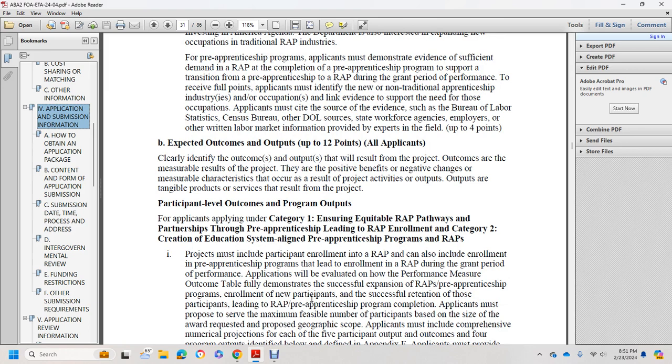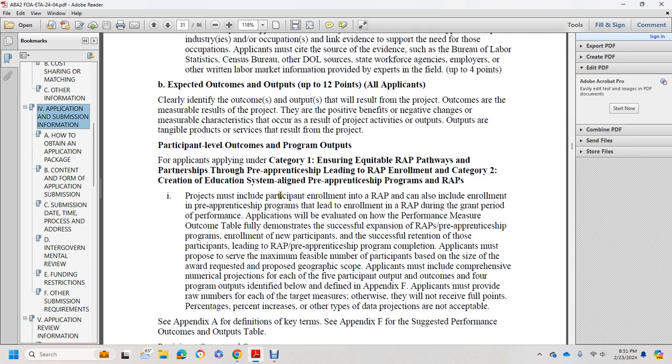Participant-level outcomes and program outputs for applicants applying under Category 1 include ensuring equitable registered apprenticeship pathways and partnership with pre-apprenticeship programs leading to registered apprenticeship enrollment. For Category 2, they include the creation of educational systems aligned with pre-apprenticeship programs and registered apprenticeship programs. The project must include participant enrollment in the registered apprenticeship program. It can include enrollment in pre-apprenticeship programs that will lead to enrollment in registered apprenticeship during the grant period of performance.